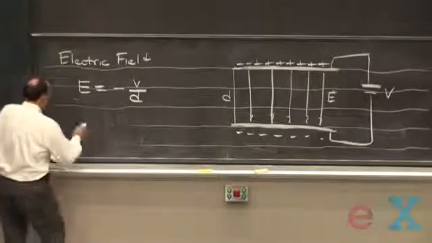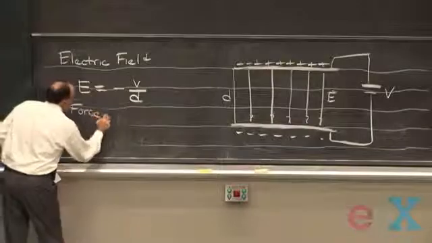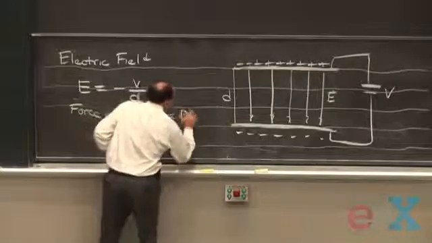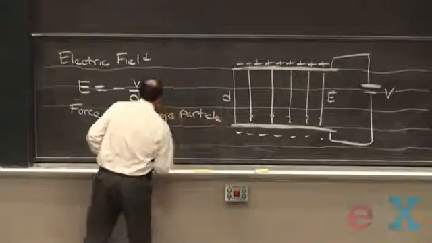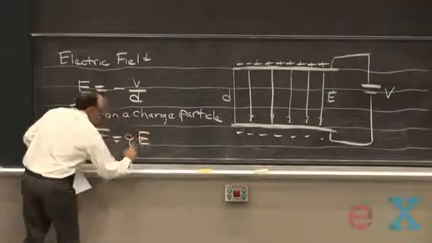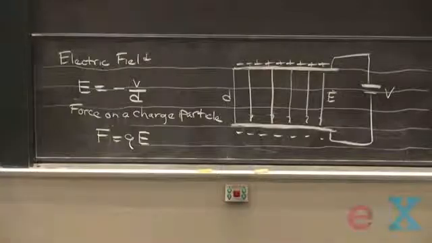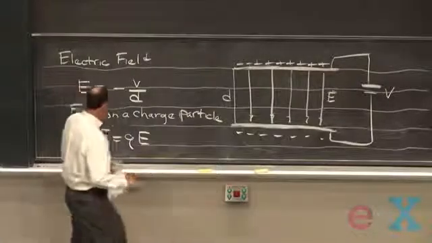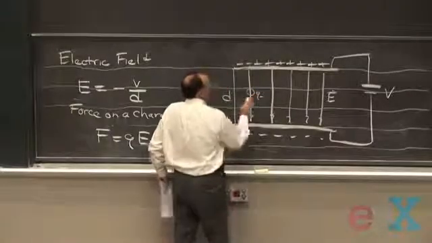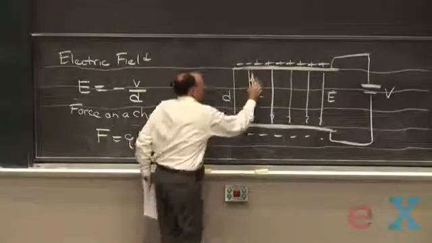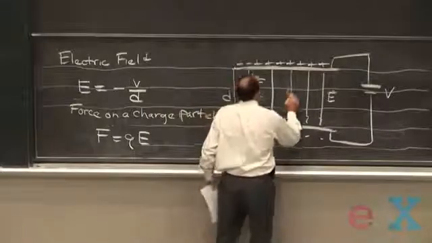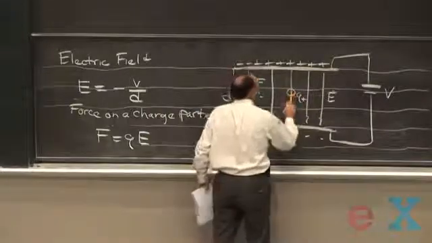Now, the force on a charged particle in such a field is given by QE. Pretty simple. Right? So if I put a negative particle in here, the force is in this direction. Moves it towards the positive plate. And if I have a positively charged particle, the force is in this direction.